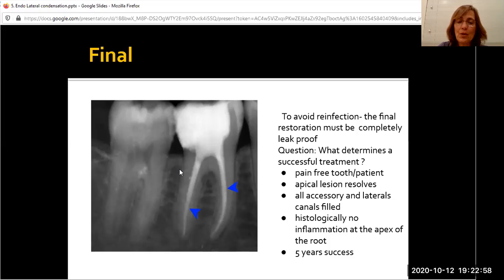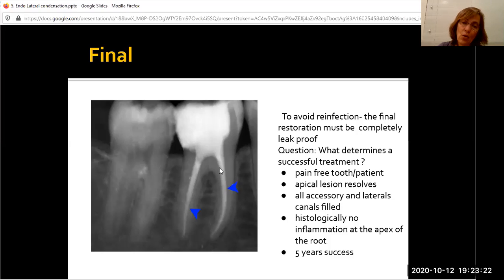It is important to preserve the tooth at this point to ensure that there is no reinfection. Therefore, when the root canal is done, a final restoration has to be placed. More times than not, it is a crown because the root canal teeth are brittle and they're prone to fracture.